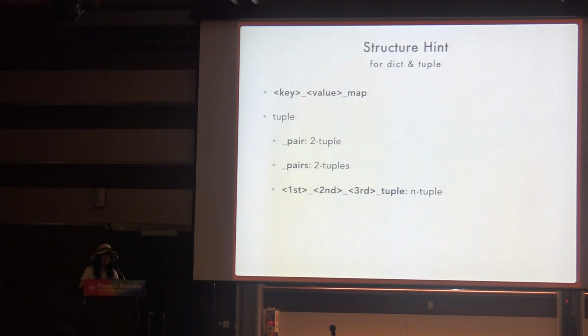Let me summarize the structure hints. I usually use key, value, and map to hint the dictionary structure. And for tuple, a pair is just a two-tuple. And if the tuple is an n-tuple, I will put what's inside in the first, second, and third place, and add the suffix tuple to hint the structure.